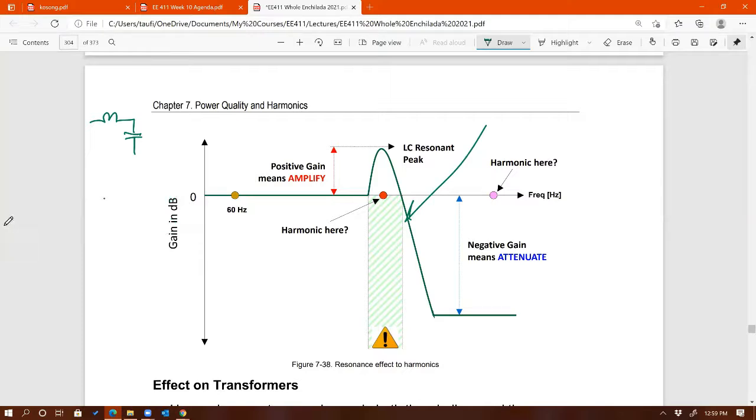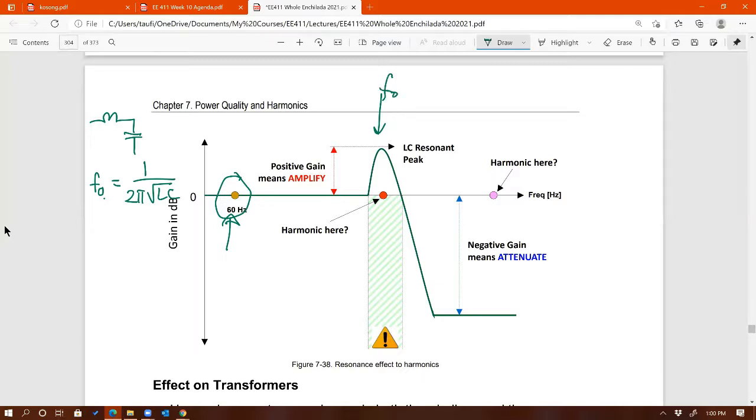Now, here's the 60 hertz component, right? Resonance is typically very high compared to 60 hertz. The resonant frequency is equal to 1 over 2 pi square root of LC, so that's higher than 60 hertz. Let's say that's the 60 hertz right there, and here's the resonant frequency. That gives you the cutoff frequency, basically. So that's the resonant frequency.